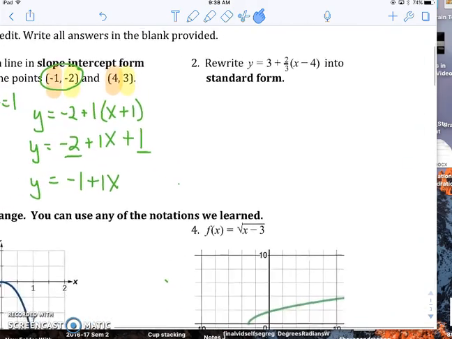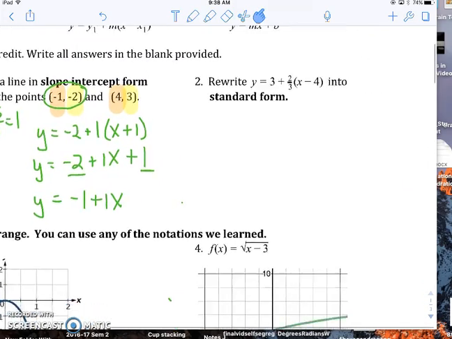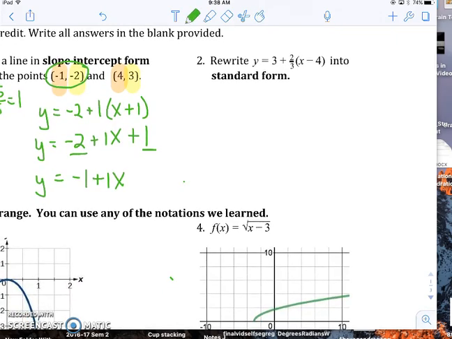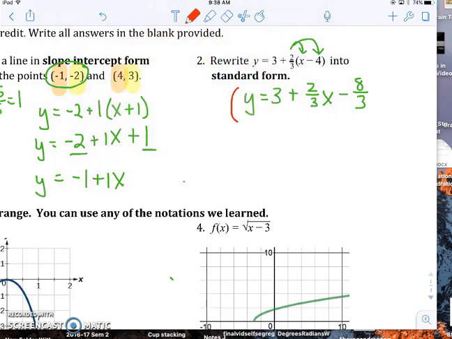If we take a look at this second one here, write in standard form. So at the top here it has to be ax plus by equals c. The first thing I notice is we have to distribute, so equals 3 plus 2/3 x, and then 2/3 times 4 minus 8/3. One thing about standard form is it doesn't have fractions, so we can multiply the entire thing times 3.